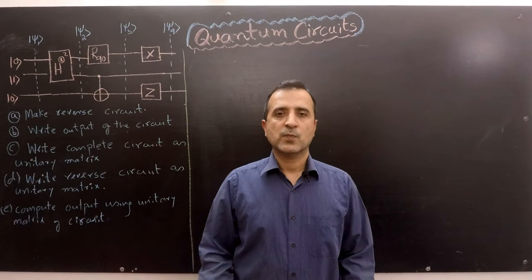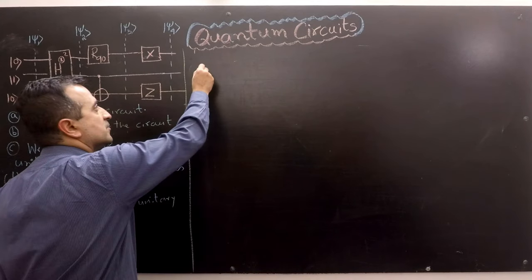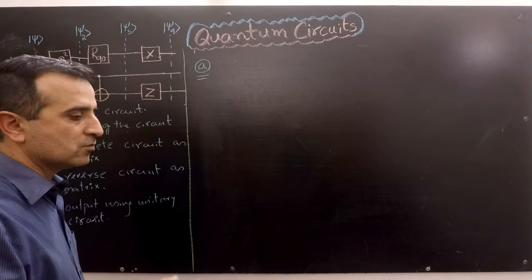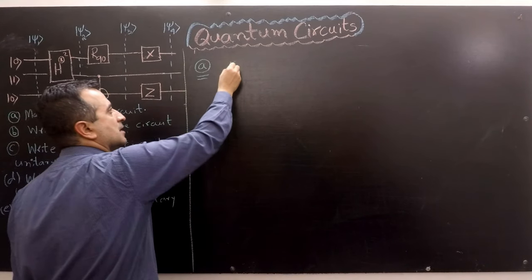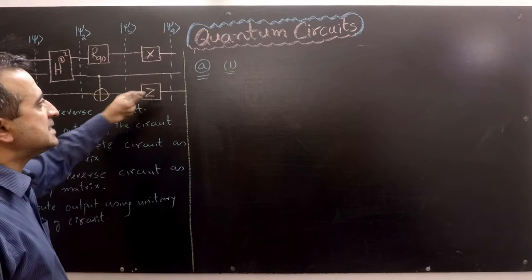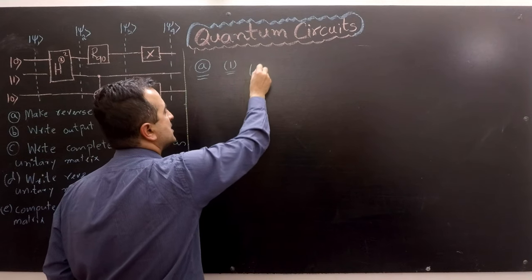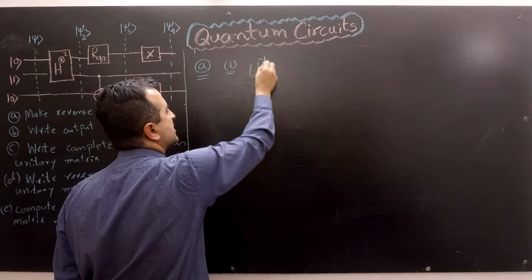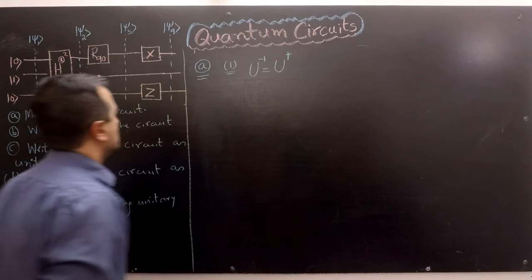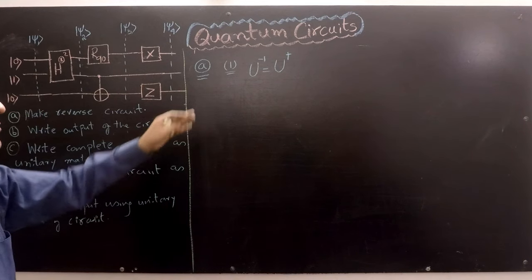So now let's do part A. In part A, we have to make a reverse circuit. In order to make a reverse circuit, we have to do two different things. Number one, we have to take the conjugate transpose of each gate, because the inverse of a unitary matrix is equal to its conjugate transpose. Therefore, for each of these gates, we have to take the conjugate transpose.